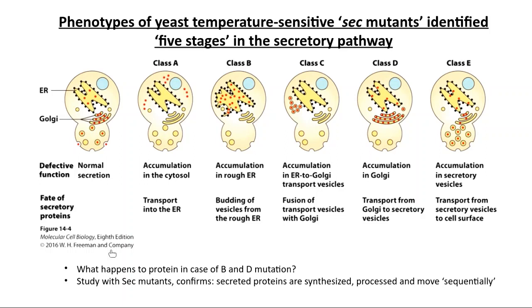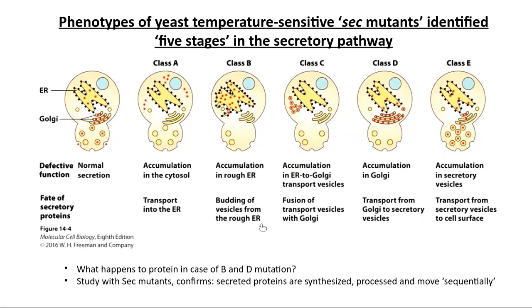So what happened? Through all these sec mutant experiments, we got to know what is the fate of secretory proteins in the normal case scenario. They get transported into the ER, bud off from the ER, go to the Golgi, go to the secretory vesicles from Golgi, and get fused with the cell surface. Okay, in normal case scenario. And in case of these defective mutants, the proteins will get stuck at different phases.